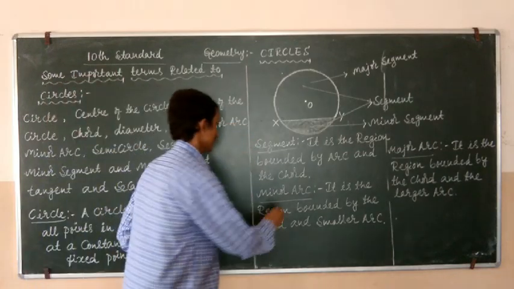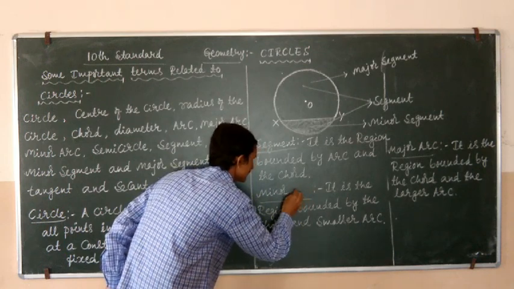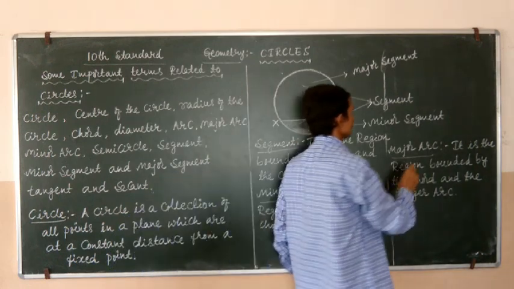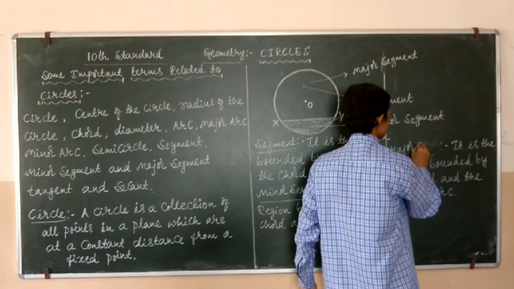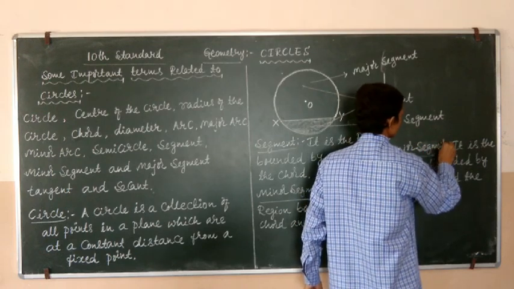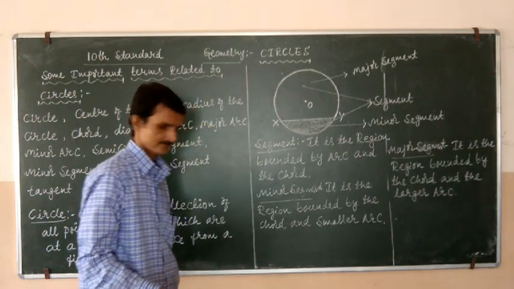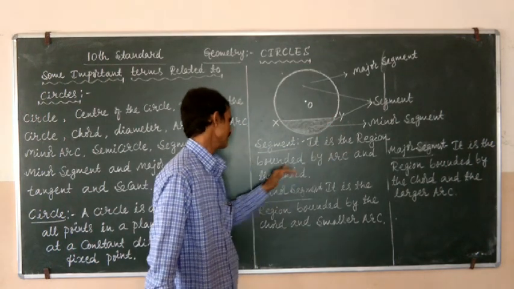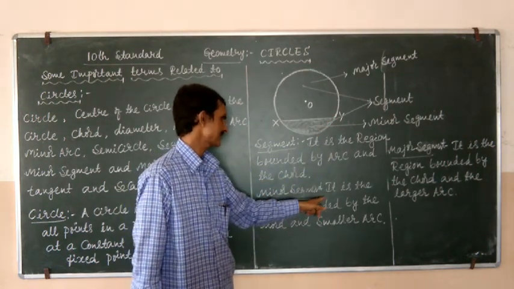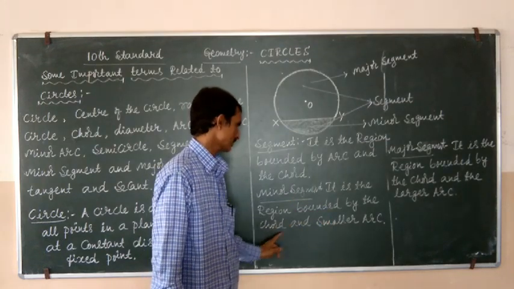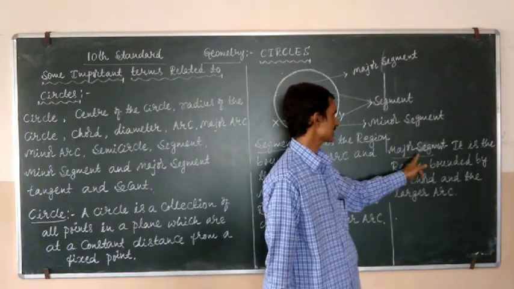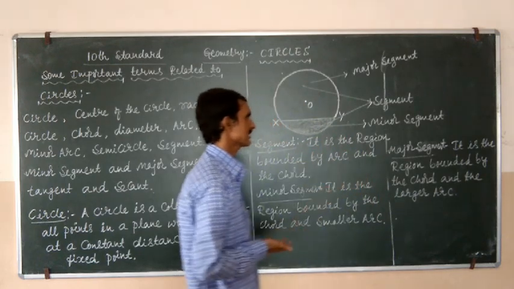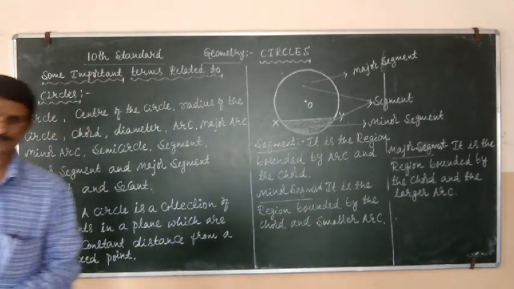the segment. Here it is minor segment. Minor segment. So here it is major segment. Major segment. Segment is the region bounded by arc and the chord. So minor segment means it is a region bounded by the chord and the smaller arc. So major segment means it is a region bounded by the chord and the larger arc. Okay.